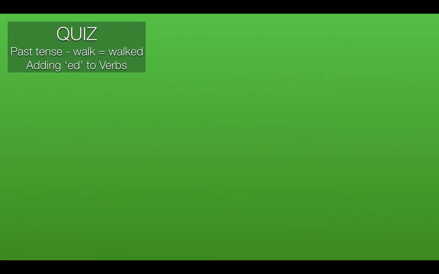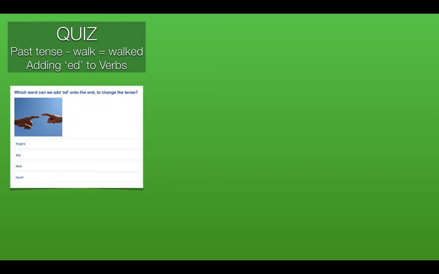Let's start with our quiz. The quiz today is related to verbs and adding ed to verbs like we've done in past lessons. So we're looking at the past tense. Walk is the present tense, and if we add ed, walked, it becomes past tense. So let's see how much you can recall.